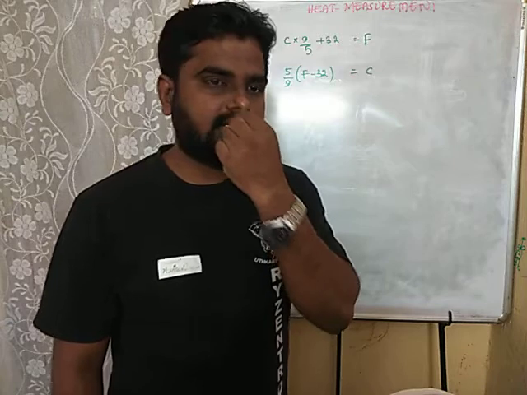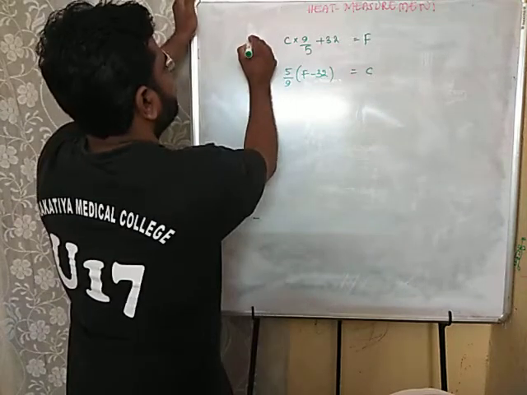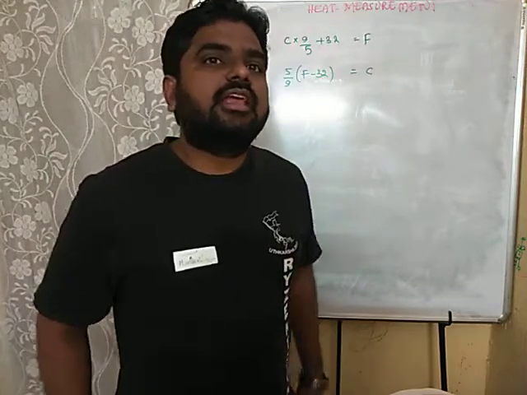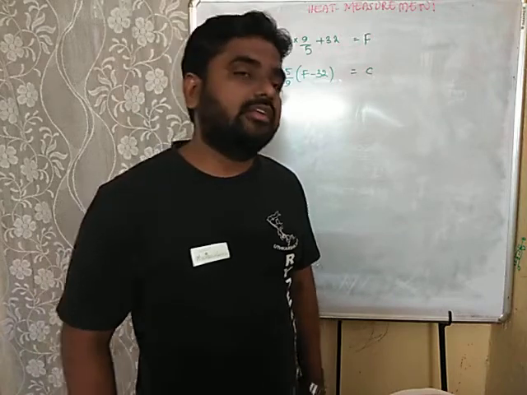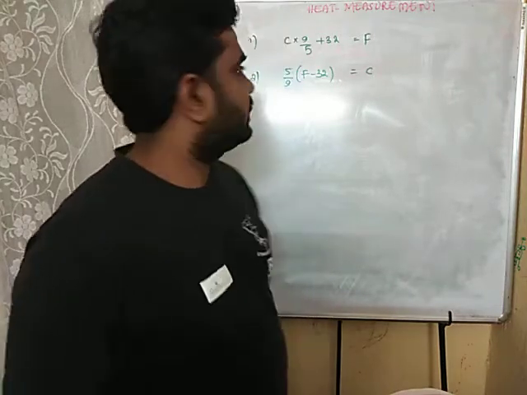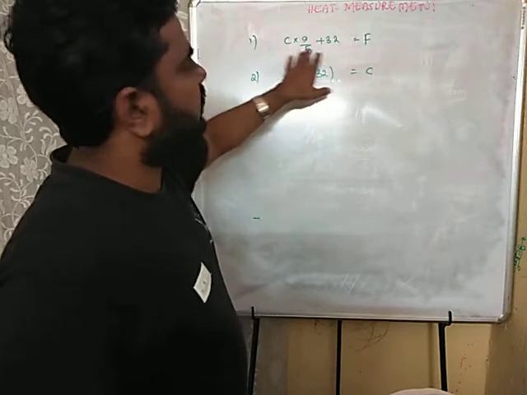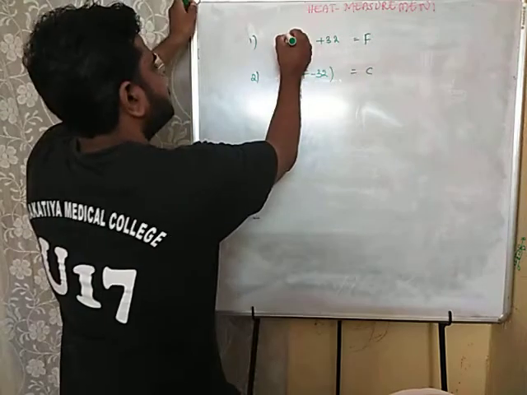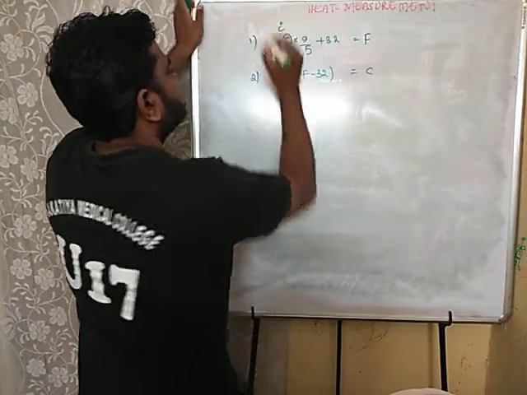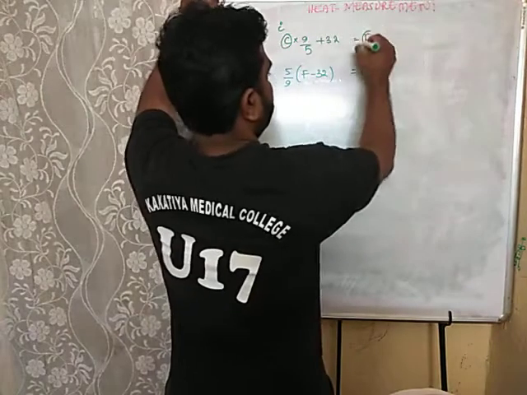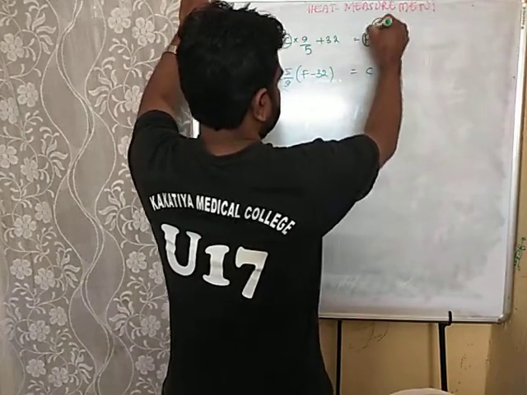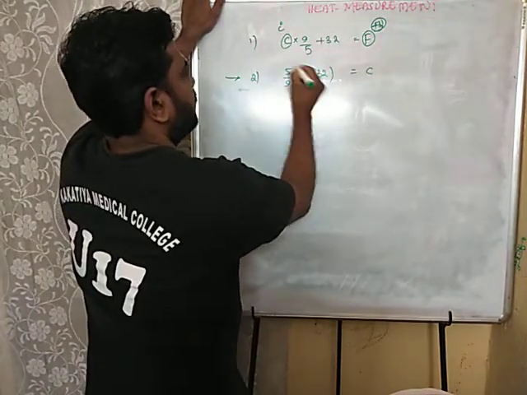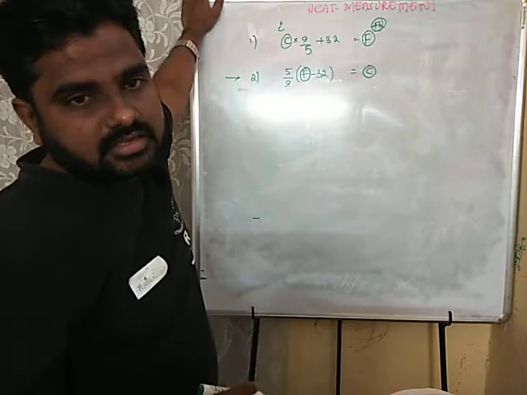And today in this class, there are two important formulas we are going to deal with, which are helpful to convert the degree Celsius scale to Fahrenheit scale and Fahrenheit scale to degree Celsius scale. For example, in the first formula, C into 9 by 5 plus 32 is equal to F. Here C stands for the temperature given in degree Celsius, and F stands for the Fahrenheit scale. In the second formula also, F stands for Fahrenheit and C stands for Celsius scale.